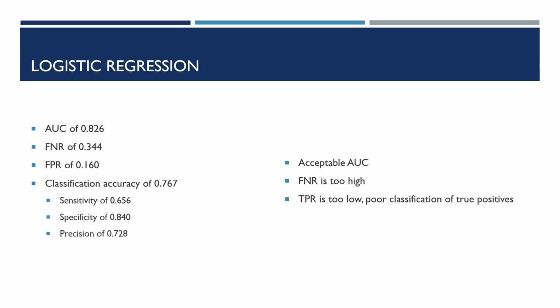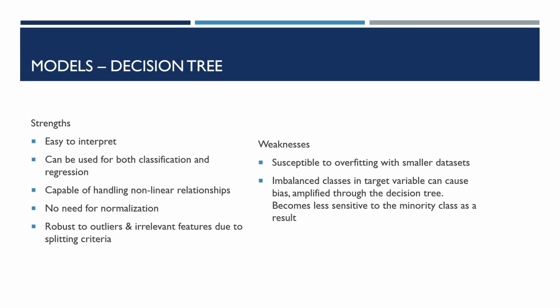Looking at the logistic regression model, the AUC is acceptable at 0.826, which is a very good performance. The false negative rate is too high at approximately 34%, and the true positive rate is too low at 0.656. So the model performs poorly at being able to classify true positives from false positives.